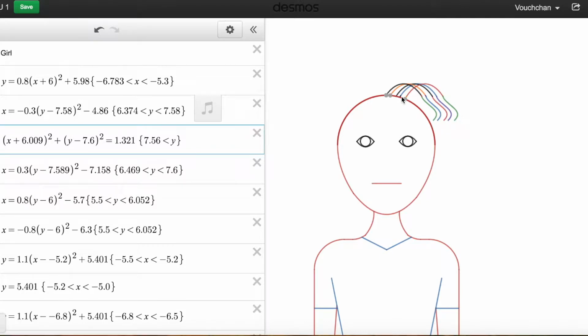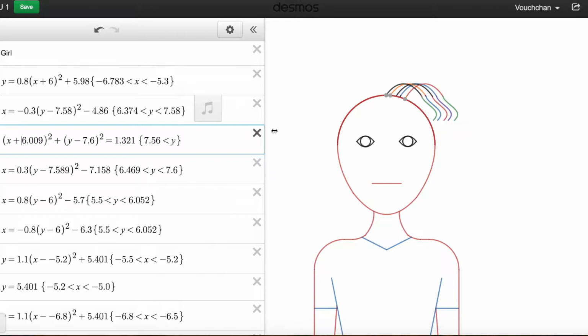With the equation of a circle, I use the form (x + h)² + (y - k)² = r². So I substitute my h with a number, which is 6.0009, and my k with negative 7.6, and my r equal to 1.321.